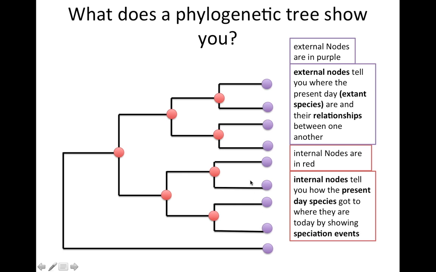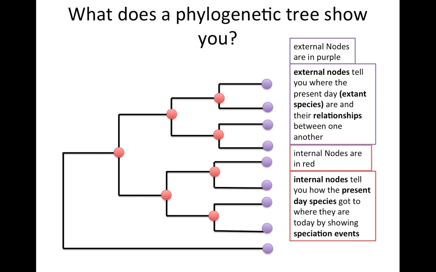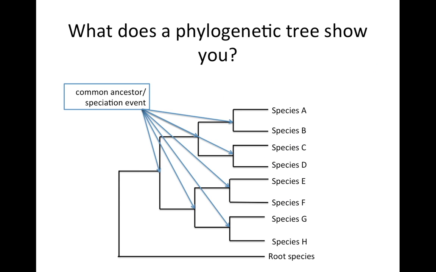So I've highlighted here your external nodes. The external nodes tell you where the present day, so extant species are, and their relationships between one another. And internal nodes are in red. Internal nodes tell you how the present day species got to where they are today by showing you the speciation events. And again, that's your common ancestor and speciation events there, in case that's easier for you to understand using that diagram rather than that diagram.